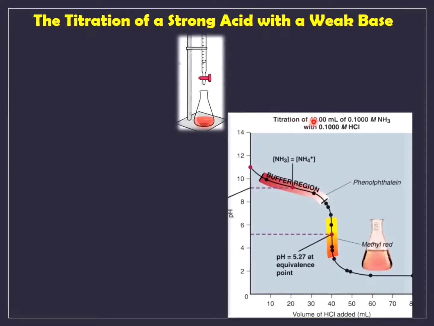Okay, titration of 40 ml of 0.1 molar ammonia. See, ammonia is the weak base. Okay, kalau dalam soalan normally dia akan bagi nilai Kb. Okay, kalau macam soalan sebelum ni, yang titration sebelum ni weak acid dengan strong base, so normally dia akan bagi nilai Ka untuk weak acid.